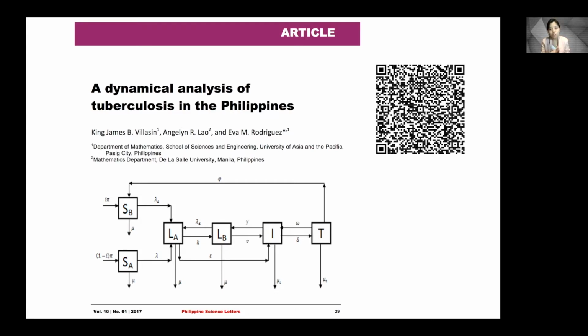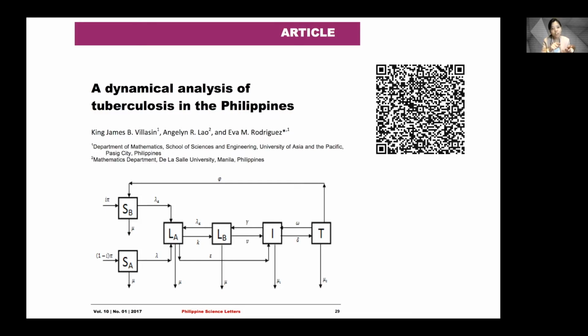We have a homogeneous compartment and we have 6 compartments. SA is the susceptible and immunized group. SB is the susceptible and partially immunized group. LA is the slow latently infected group. LB is the fast latently infected. I is the actively infected and undetected, whereas T is the actively infected, detected, and treated.